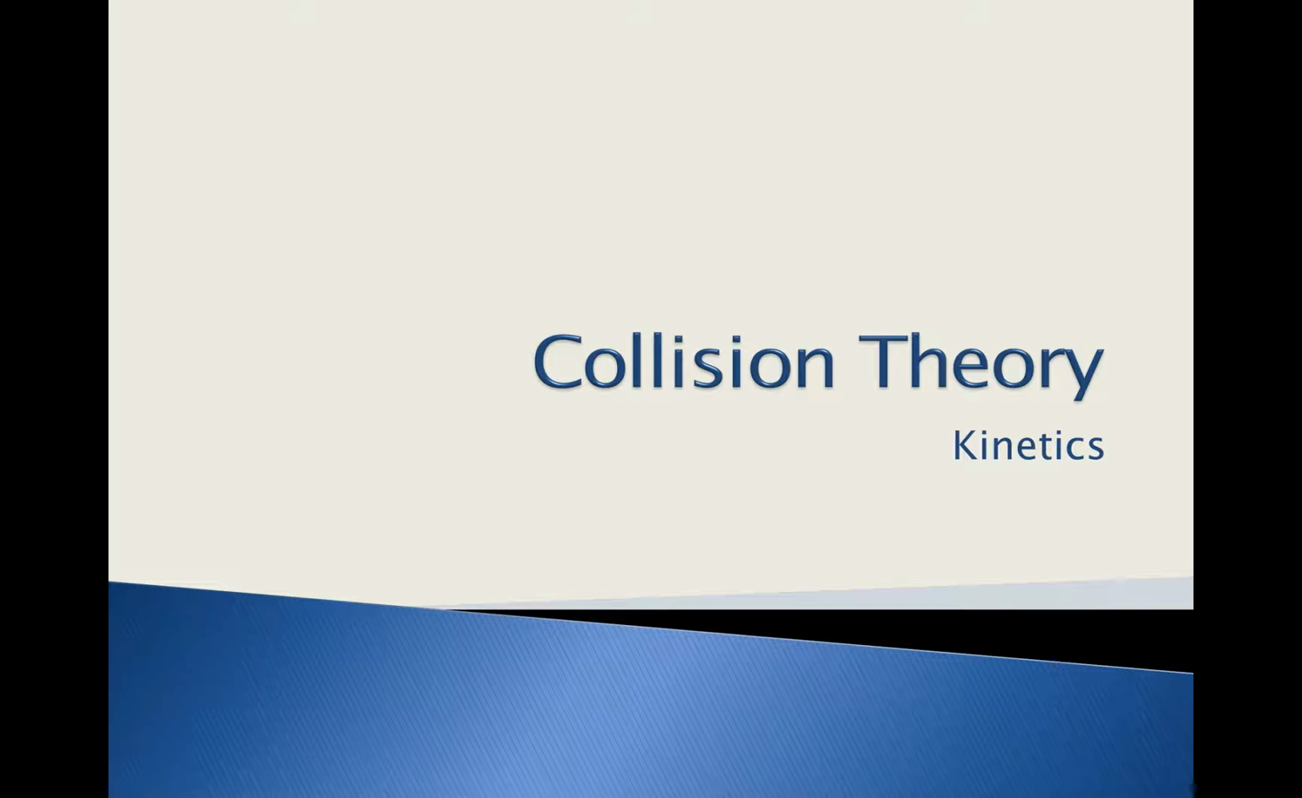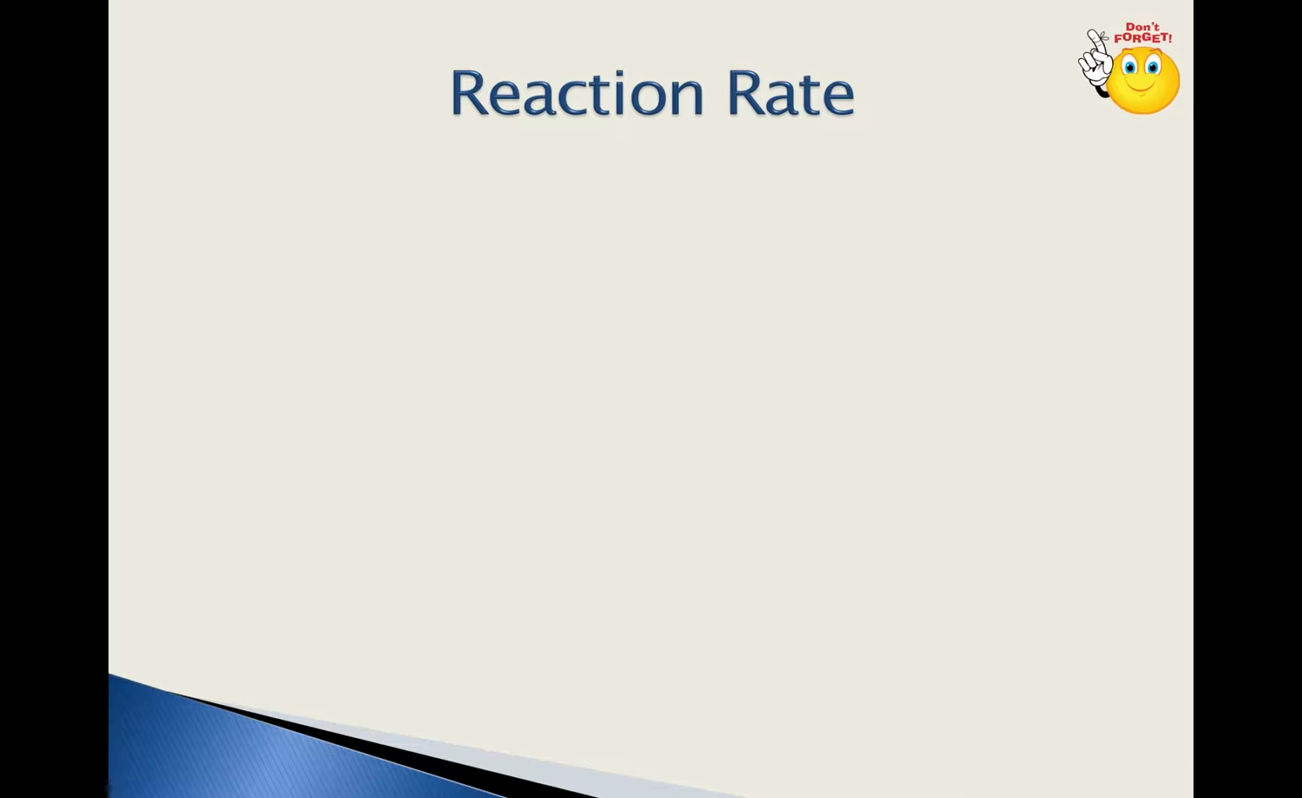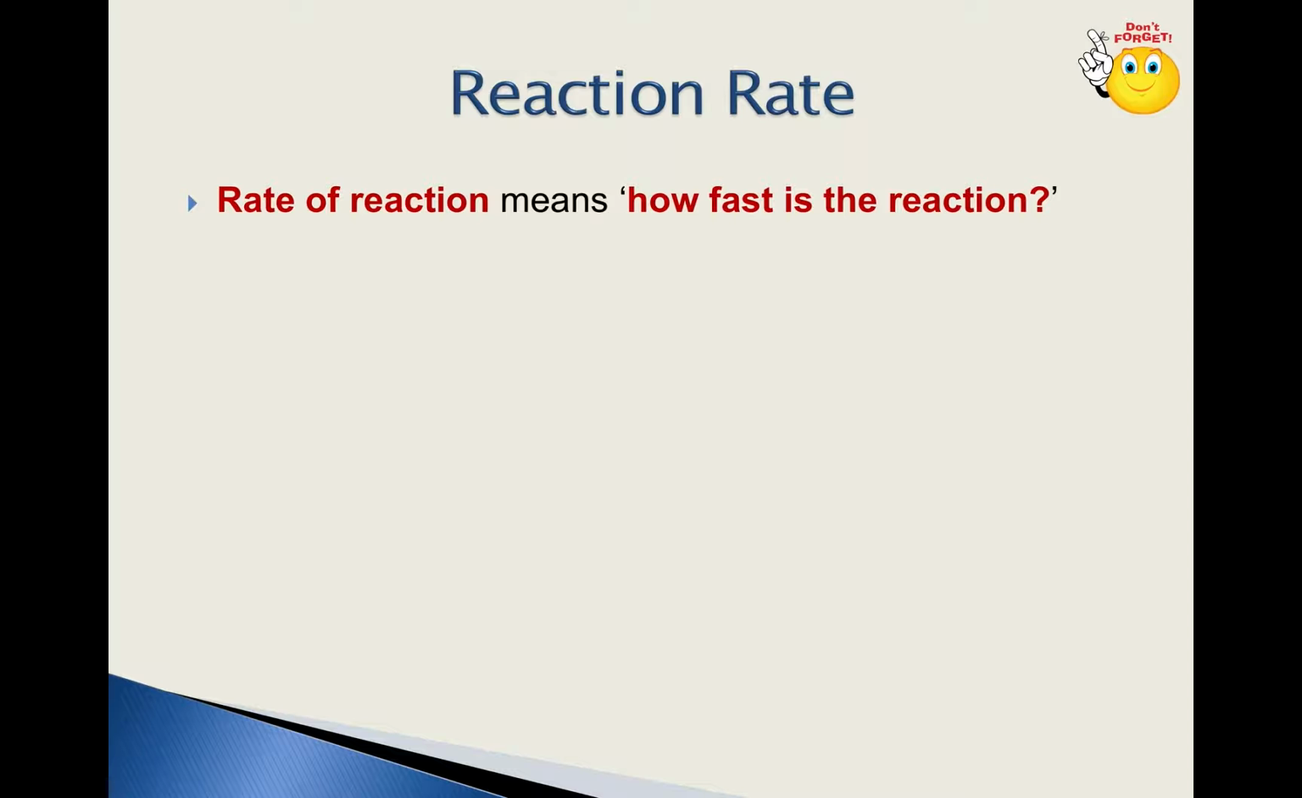This is AS Chemistry, Chapter 5, Lesson 1 on collision theory. So let's start by looking at this term, which is rate of reaction. A rate of reaction is essentially how fast is the reaction. So how fast is the reaction going? Has it got a high rate of reaction or has it got a very low rate of reaction?